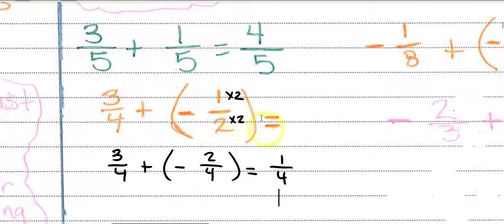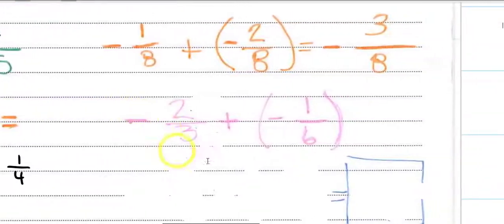Okay. So just remember when we're changing, we're looking to make common denominators, you're going to have to multiply both the numerator and the denominator in order to create a new fraction. Okay. Here's another example. I have negative 2/3 plus a negative 1/6. So why don't you pause the video and try this one on your own.